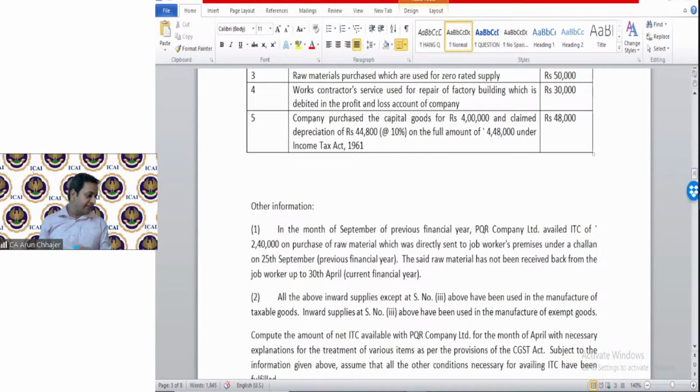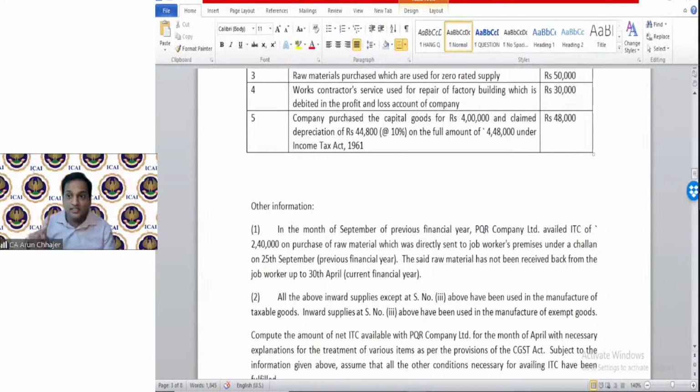Janvi, your answer is correct, but you can improve the reference slightly. As per section 16 of the IGST Act, this time I'm using the word IGST. As per 16 subsection 2 of the IGST Act, you can take the ITC for zero rated supplies, even though it is exempted. Means if my outward supply is an export, but the item is exempted, I can still take the ITC by virtue of 16 subsection 2.